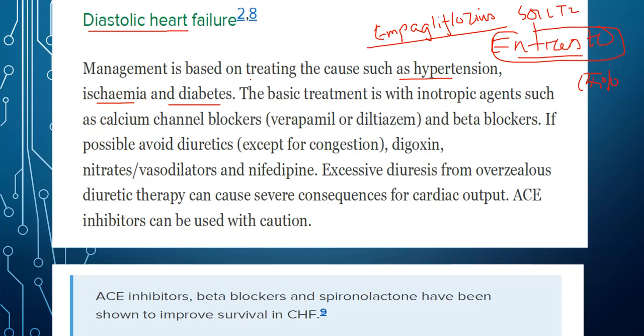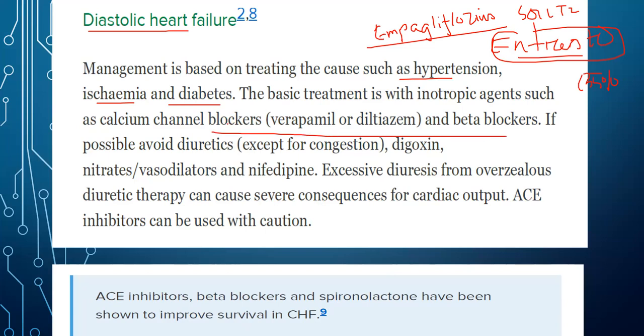So if you give them some inotropic agent, especially a beta blocker or rate-limiting calcium channel blocker, that will reduce the heart rate. If heart rate is reduced, contraction of the heart will be reduced. In that case, the heart will get enough time to relax. So for diastolic heart failure, the treatment is totally different. So you give a calcium channel blocker or beta blocker for this patient.